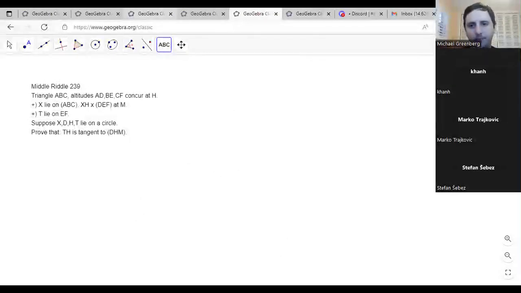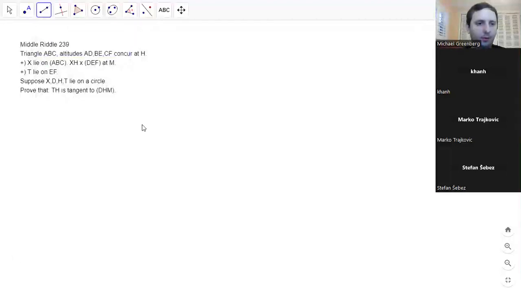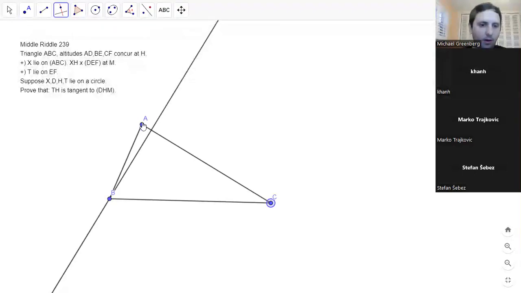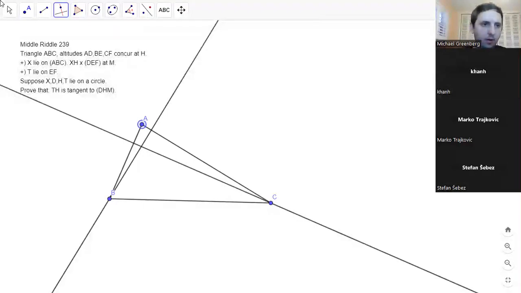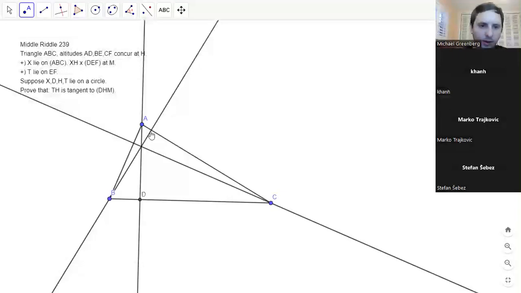This one looks like an easier one. So yeah, we could do one easier one and then maybe go back to a harder one. So the altitudes concur at H and whoops, sorry. And then we have a random point on the circumcircle of ABC. So we have D, whoops, DEF.